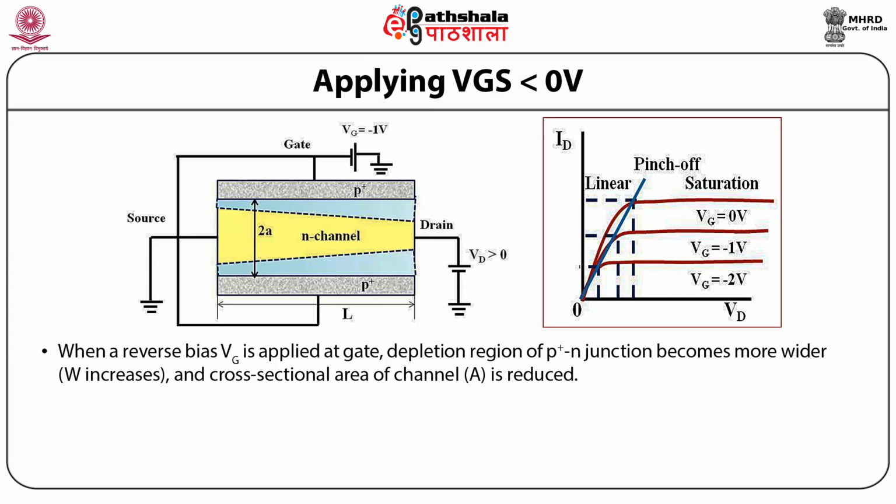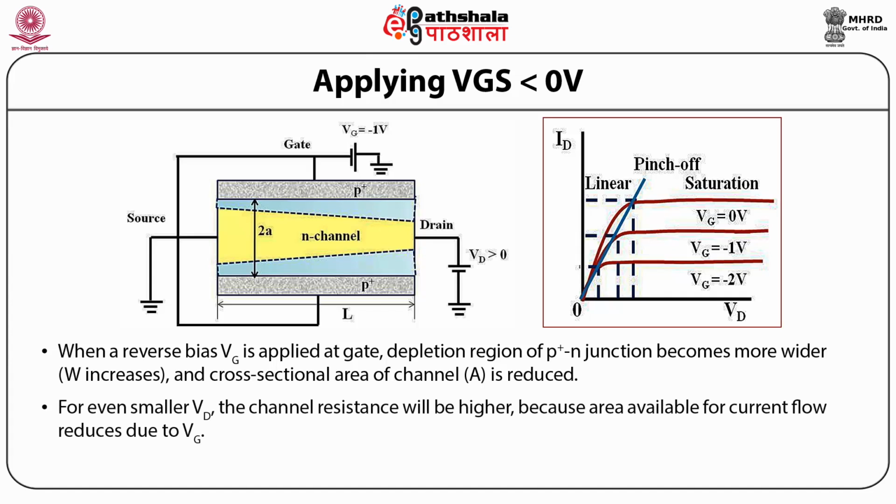So what will happen because of this? For a smaller Vd or VDS, the channel resistance will be higher. So because the area available for the current flow reduces due to VGS, Id reduces, its value reduces in comparison to the value of ID at 0 VG or VGS.